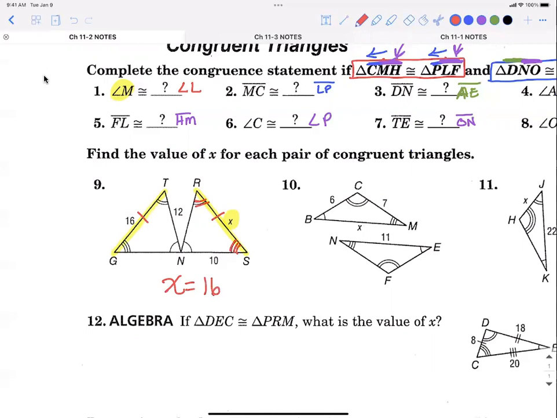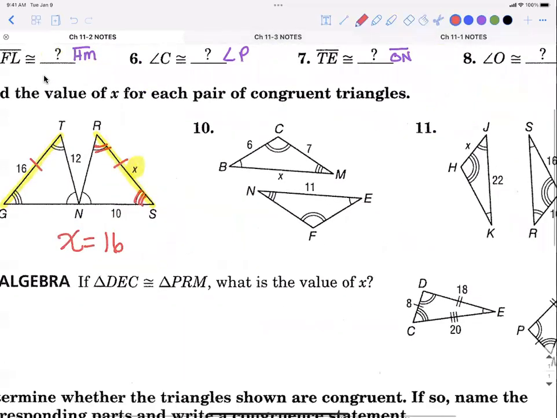So when I say the hardest part, and I really use the word hardest very loosely here, the hardest part is just making sure that you're identifying the right sides as congruent. And you just use the markings, either the side or the angle markings. You use that to kind of whittle down what's congruent.